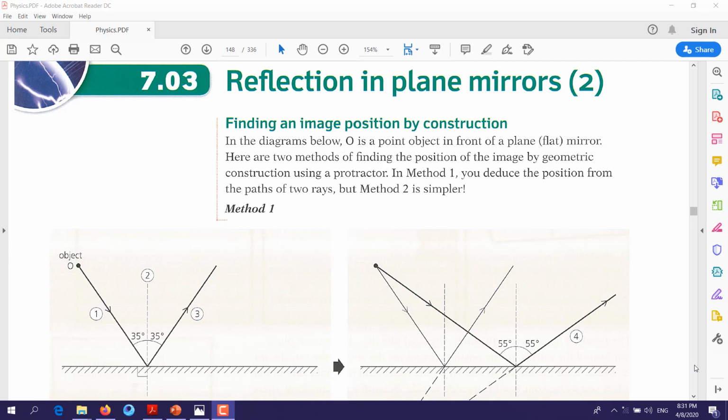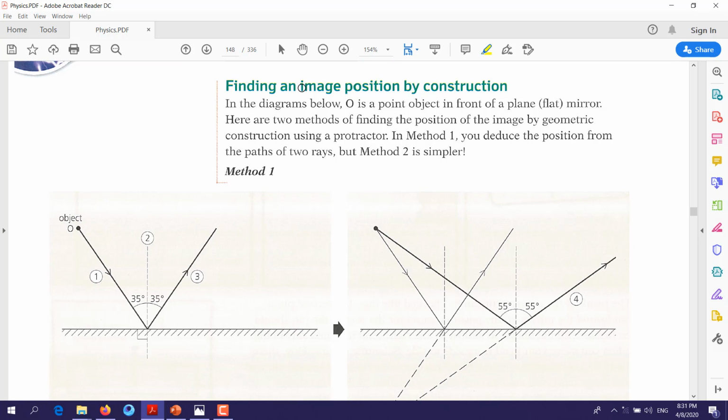Hello everyone. Our topic today is reflection in plane mirrors. In the previous lesson, we talked about reflection in plane mirrors. We explained how we can determine the position of the image in the mirror. Here, finding an image position by construction.